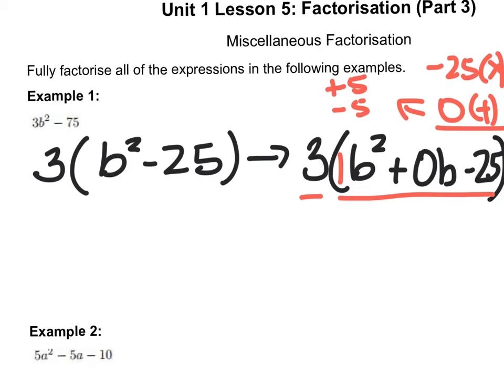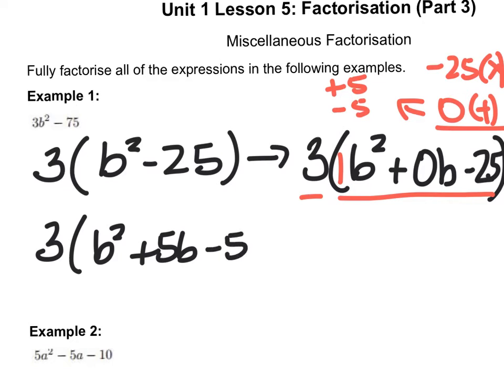Yeah? So what we have then is 3 times b squared plus 5b minus 5b minus 25. Okay? So basically, I pretended that this was a trinomial when it's a binomial. Instead of b squared minus 25, I wrote b squared plus 0b minus 25, just to fill in that gap and allow me to use the trinomial technique.